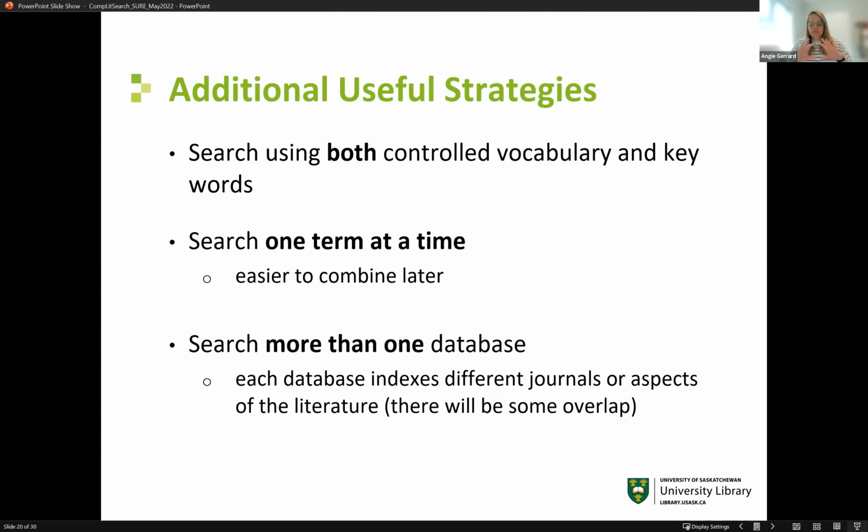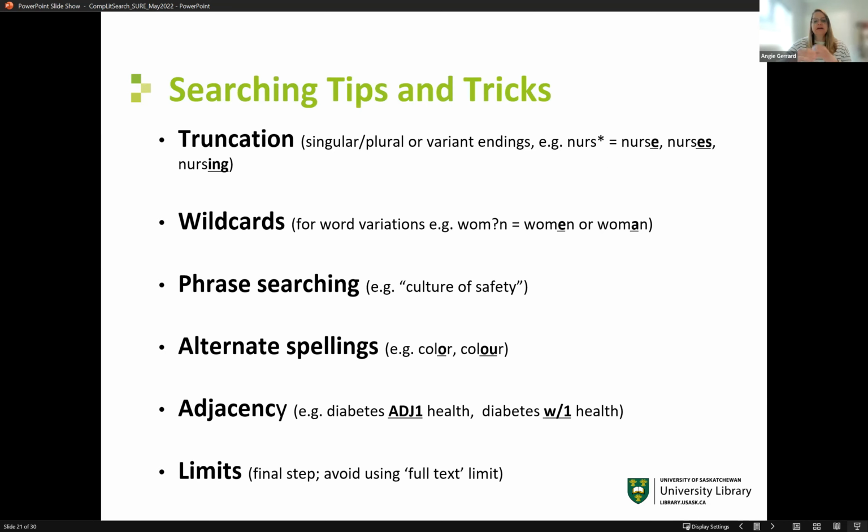Not to worry too much about that, but if you are in a controlled vocabulary database, just use both keywords and controlled vocabulary. It's sometimes easier to search terms one at a time and combine them later, as we saw in that search strategy. I gave you that example of how they did one line at a time and then combined them later. And that idea of looking in multiple places, right? One database probably isn't enough, but it might be, depending on if you have to have your literature review submitted in 2 weeks. So there are so many factors there.